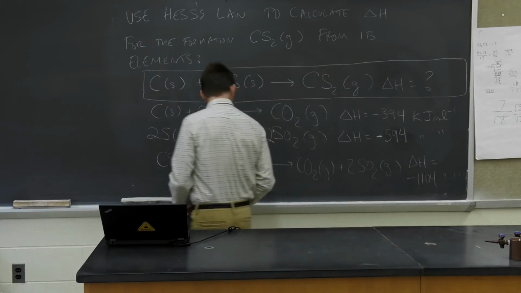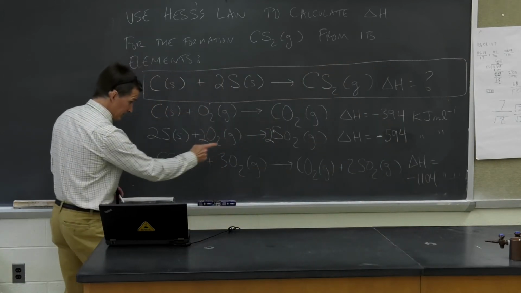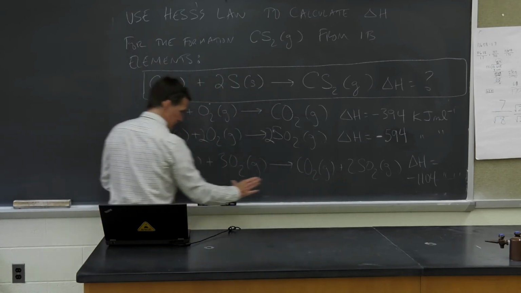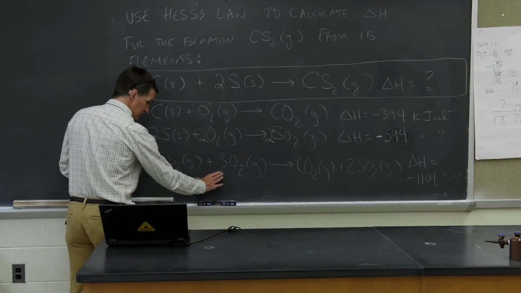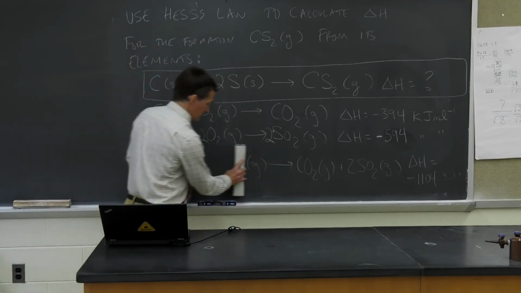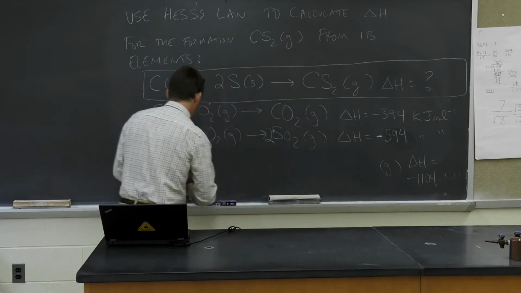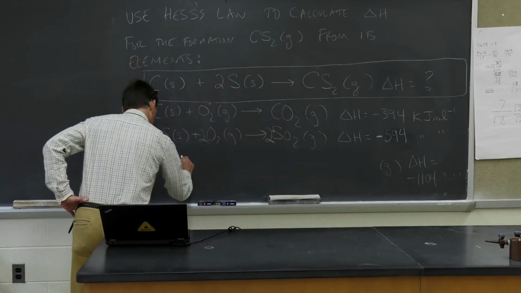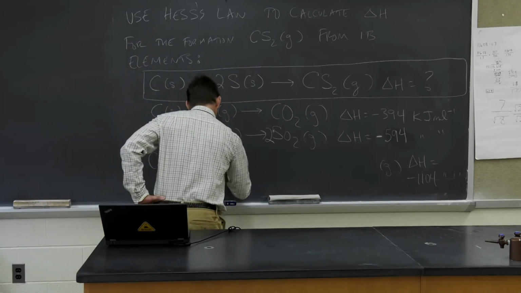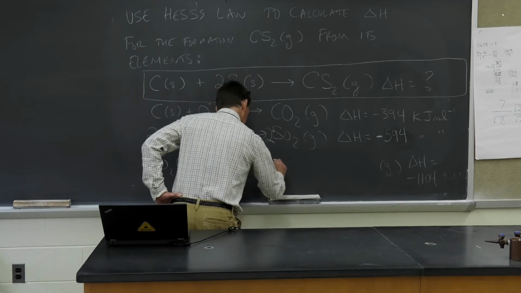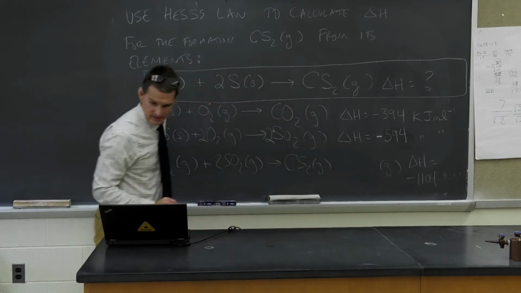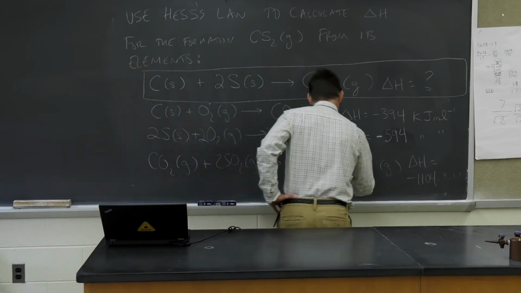All right, let's see if I can remember to do this. We're going to have 1 carbon dioxide and 2 sulfur dioxides on this side. When I flip it, these go to the reactant side. And then, of course, these are going to go to the product side. So let's reverse it. Let's see, so we're going to have CO2 gas plus 2 SO2 gas, and that's going to go to carbon disulfide gas and 3 oxygen gas.